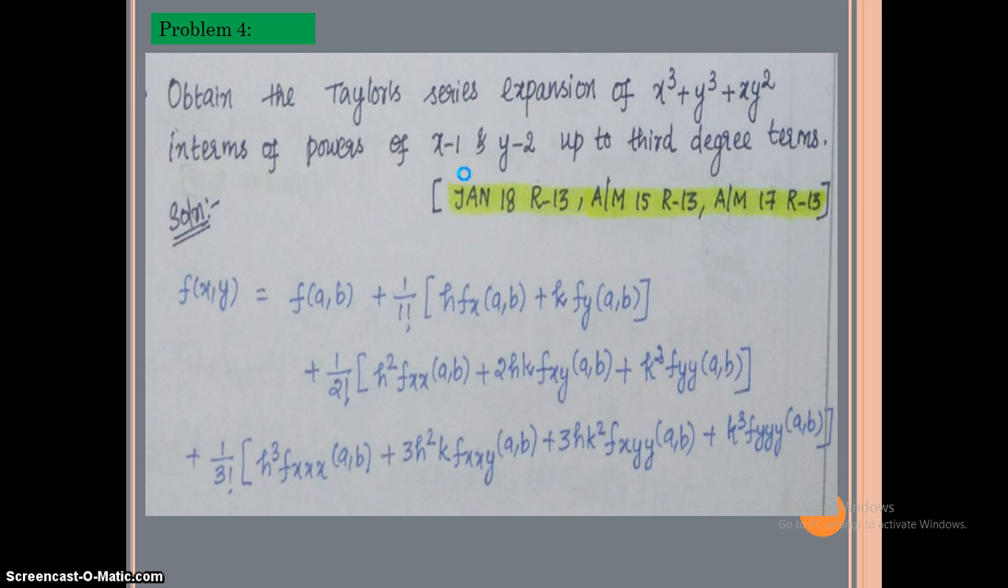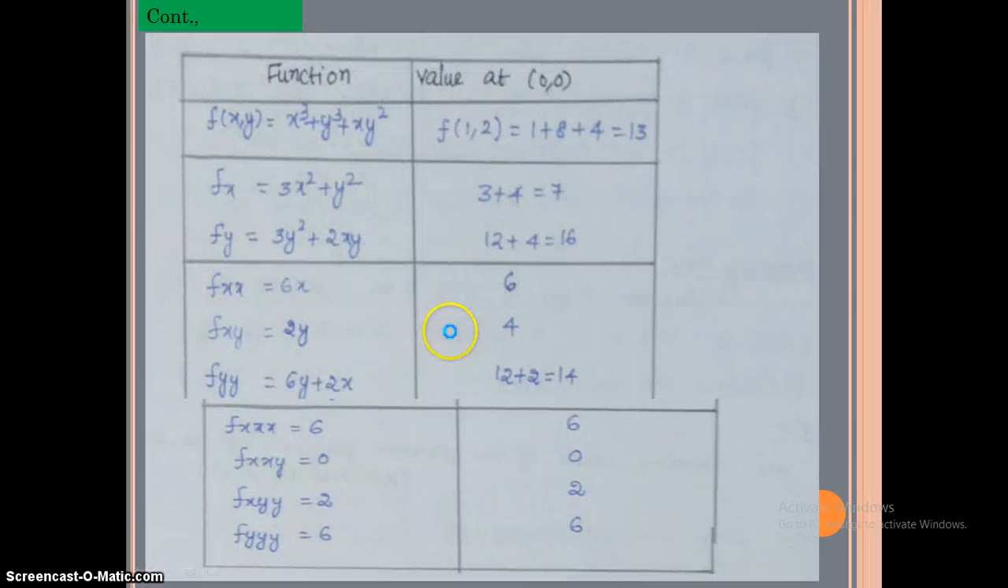Okay. So next, this is the last problem for the Taylor series. Obtain the Taylor series expansion of x cube plus y cube plus xy square in terms of powers of x minus 1 and y minus 2 up to the third degree terms. So these are also third degree terms. So write down the formula for Taylor series. Then write the function f of x comma y, x cube plus y cube plus xy square.